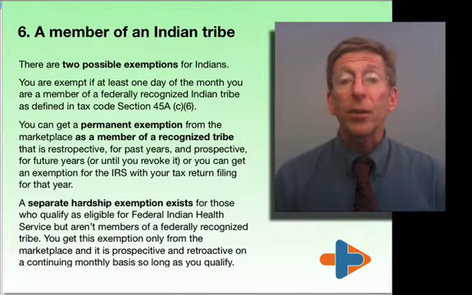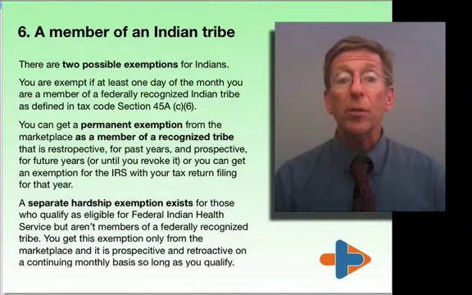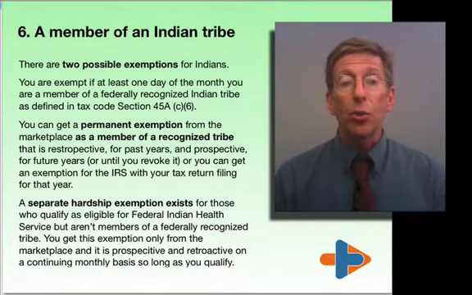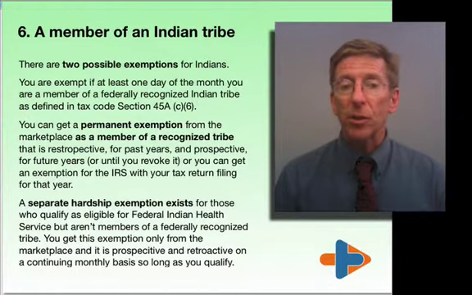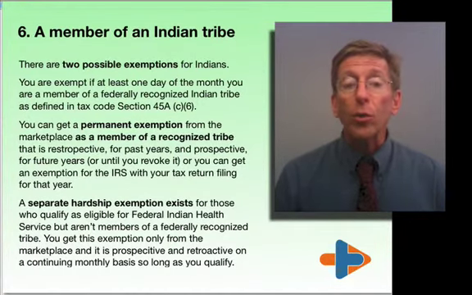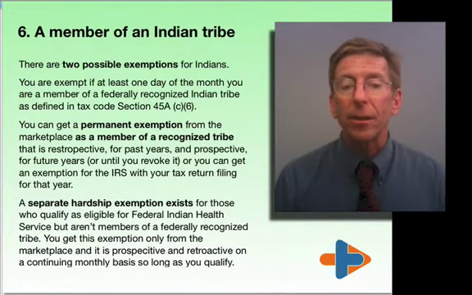A member of an Indian tribe. There are 2 possible exemptions for Indians. You are exempt if at least one day of the month you are a member of a federally recognized Indian tribe under Tax Code Section 45A(c)(6). You can get a permanent exemption from the marketplace as a member of a recognized tribe that is retrospective for past years and prospective for future years, or until you revoke it, or you can get an exemption from the IRS with your tax return filing for that year.